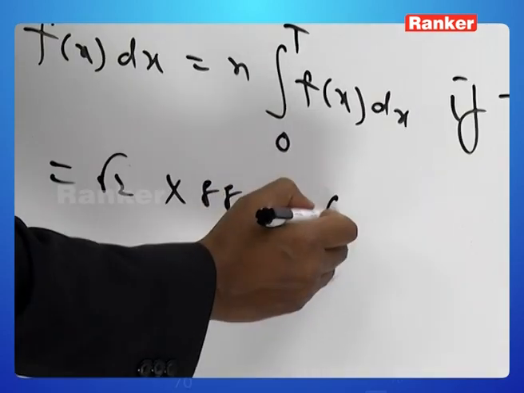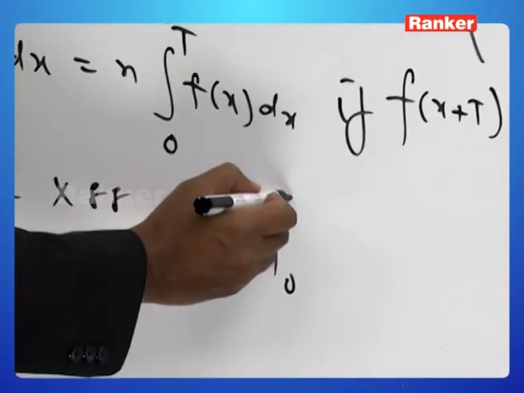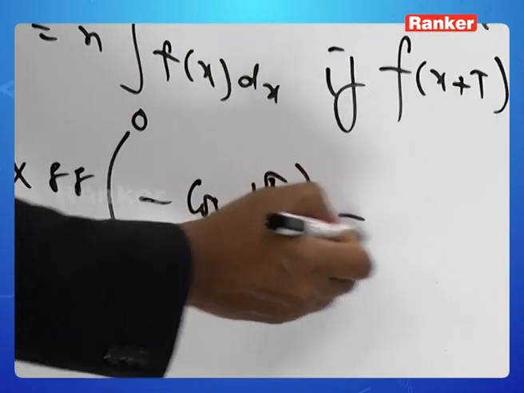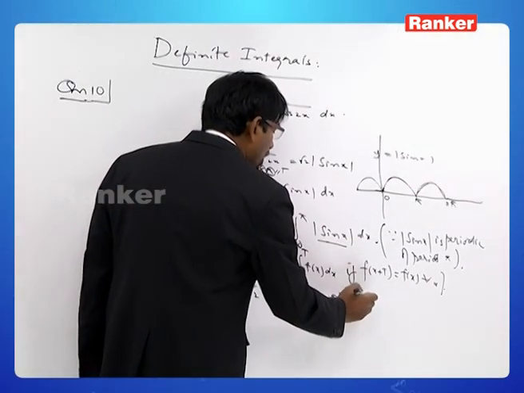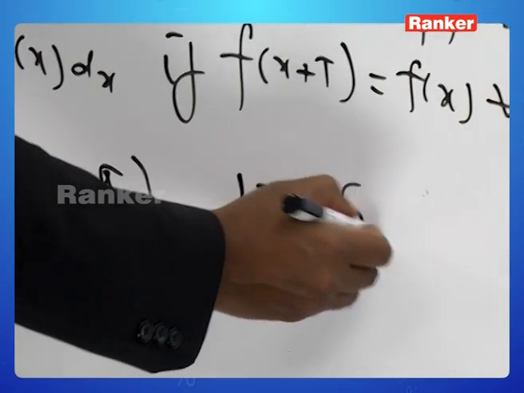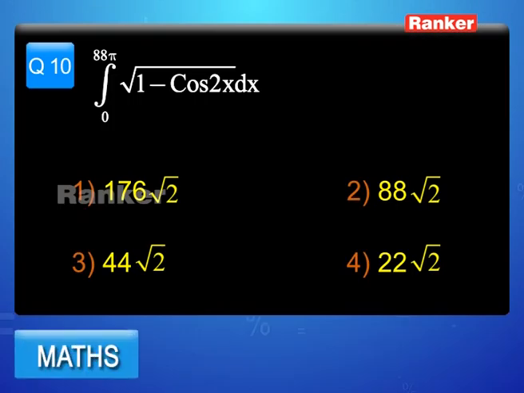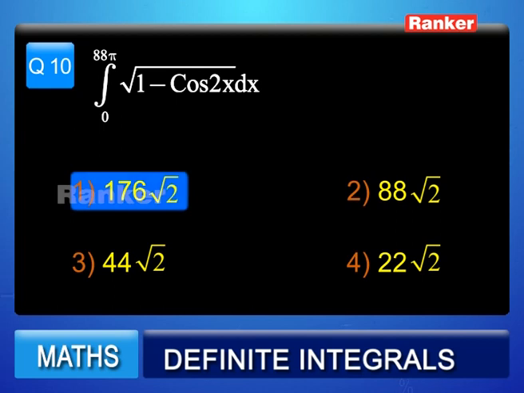So integral of sin x is minus cos x. Within the limit 0 to pi, what do you get? That makes it 2. 88 into 2 into root 2. So 176 into root 2. So that's clearly seen in the option 1. So answer is option 1.